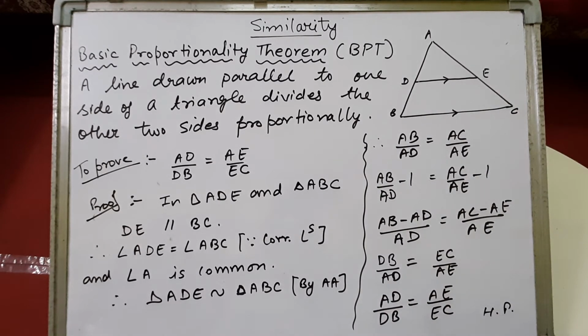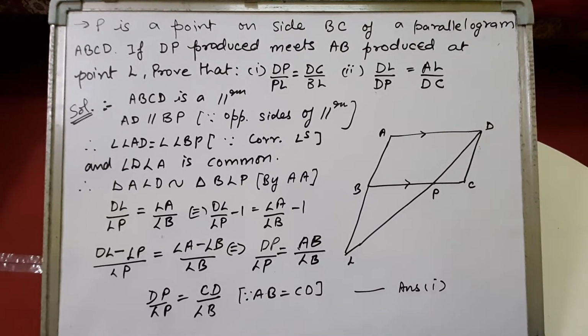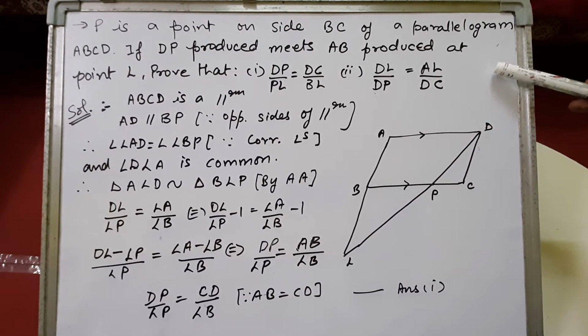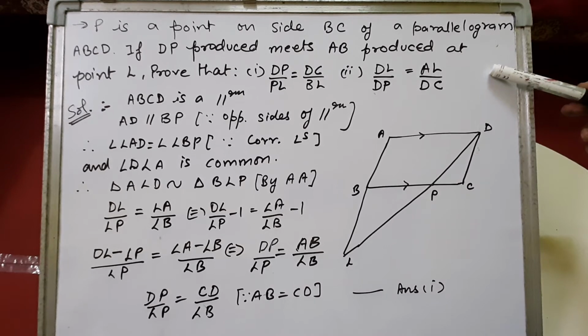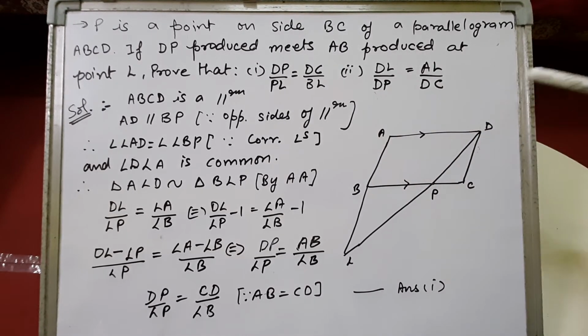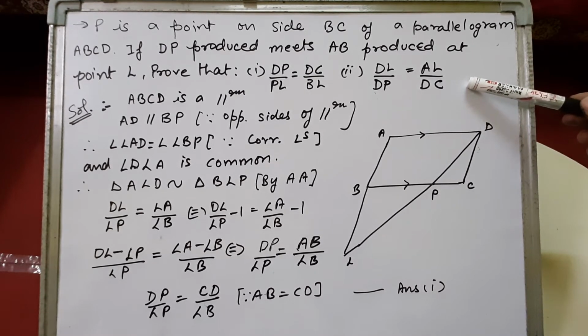Please note down. Okay children, let's see this sum. Now in this sum it is given that P is a point on the side BC of a parallelogram ABCD. If DP produced meets AB produced at point L, prove that DP upon PL equals DC upon BL. And second, we have to prove that DL upon DP equals AL upon DC.